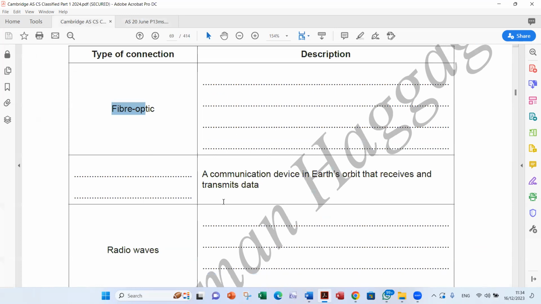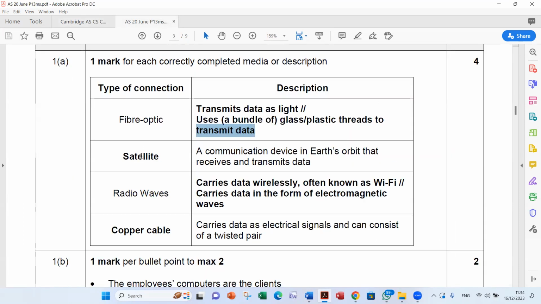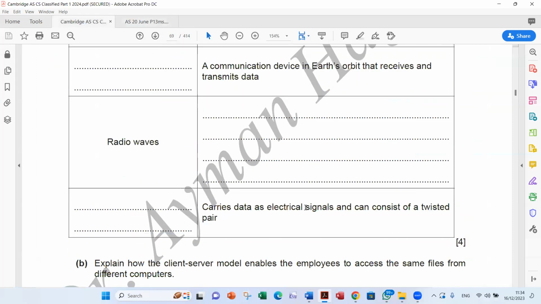Okay? A communication device in Earth's orbit that receives and transmits data, you put satellite. Radio waves, for example, used with Wi-Fi: carries data wirelessly, often known as Wi-Fi, carries data in the form of electromagnetic waves. The last thing, carries data as electrical signal and consists of a twisted pair. This is copper.